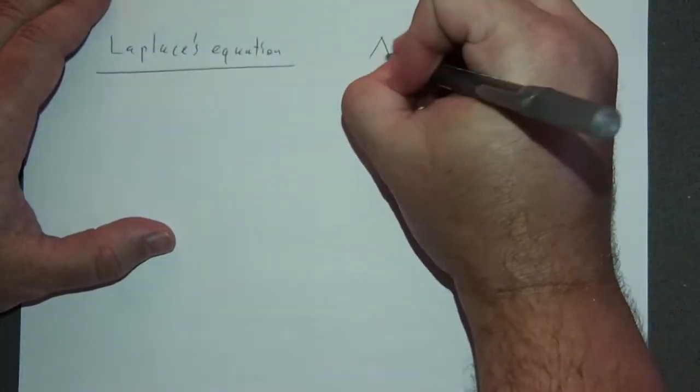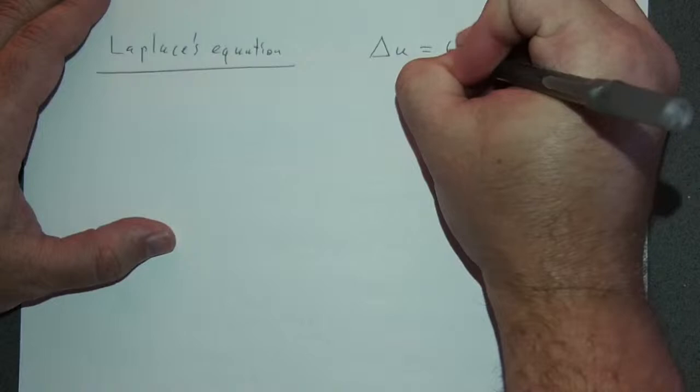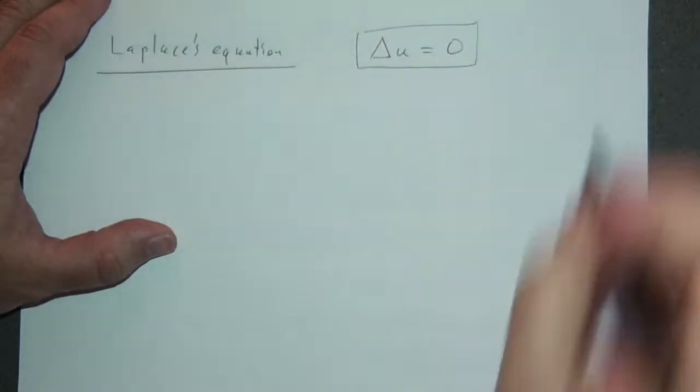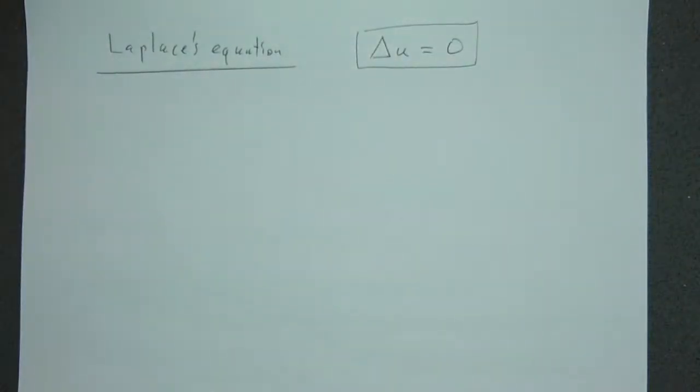Laplace's equation, in some n spatial dimensions, is saying that the n-dimensional Laplacian of u is equal to 0. Okay. Now, this, of course, is a very special thing.